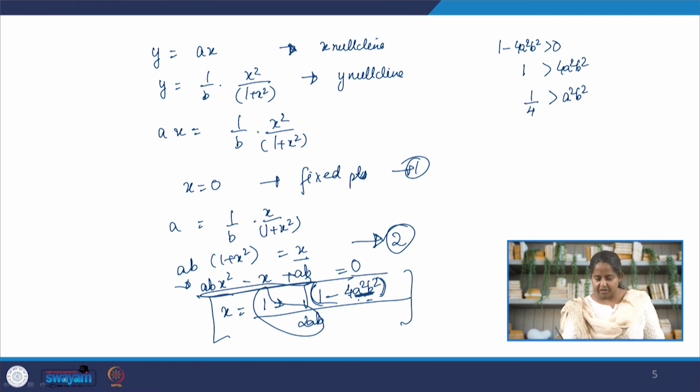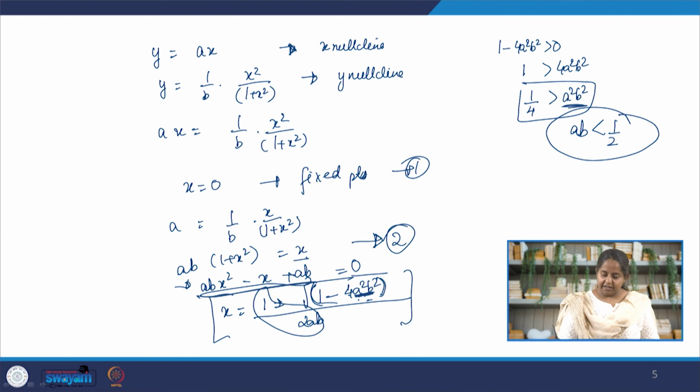So again, we can figure out what it means for ab. We know that a and b are both positive. So basically, when ab is less than 1 by 2, then we know that we have two additional fixed points in addition to 0, 0. When ab is equal to 1 by 2, this will become 0, and we'll have just one additional fixed point given by x is equal to 1 by 2ab. This is when you have a critical case.